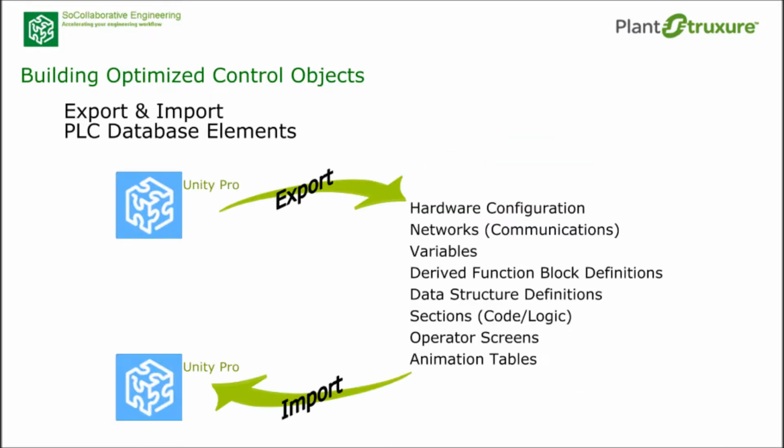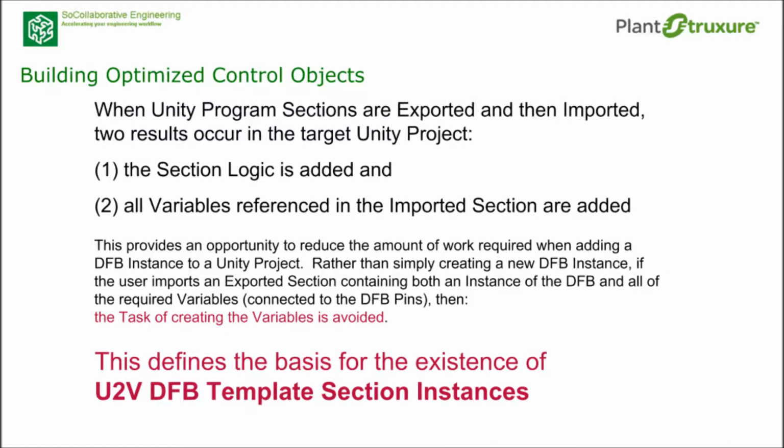Unity Pro has extensive and powerful export-import capabilities embedded into the software. One of the most agile is importing program sections. When Unity Pro sections are exported and then imported, two results occur in the target Unity project. First, the section logic is added, and second, all variables referenced in the imported section are added to the target project.